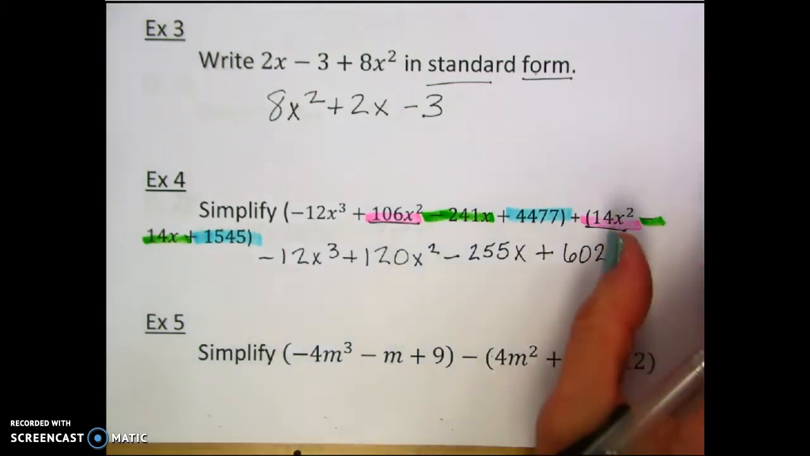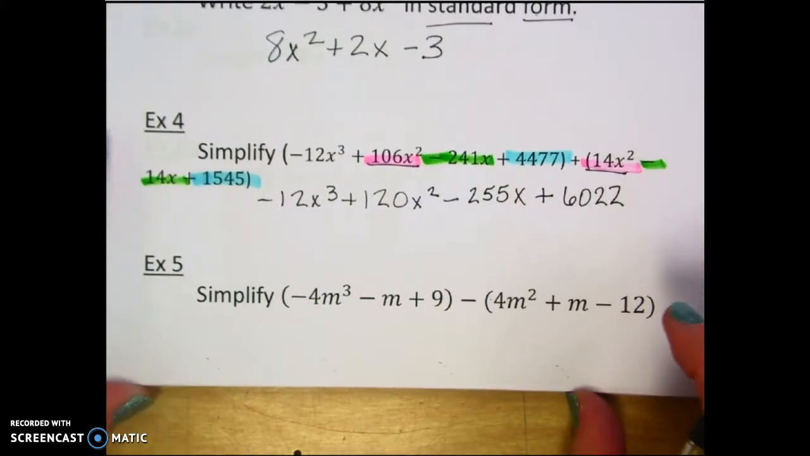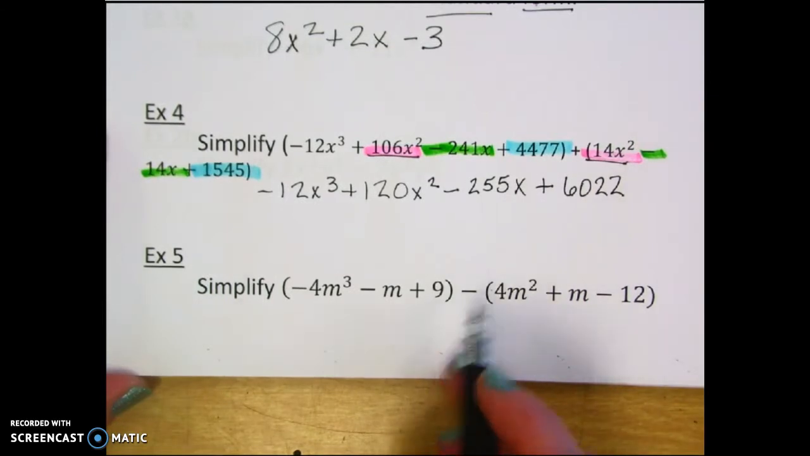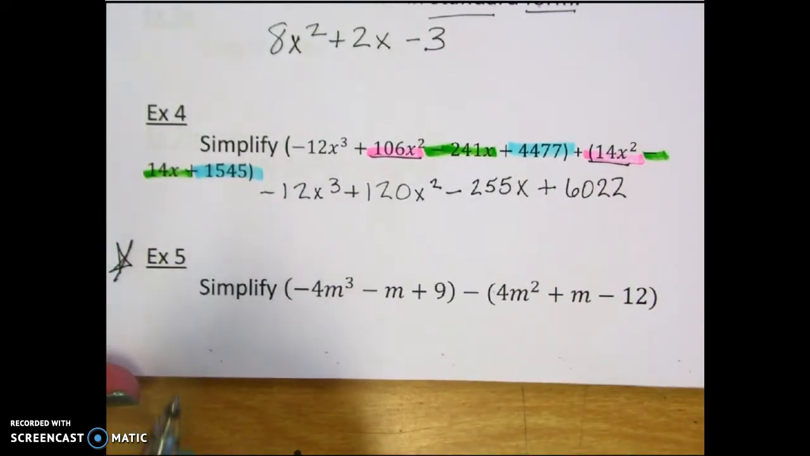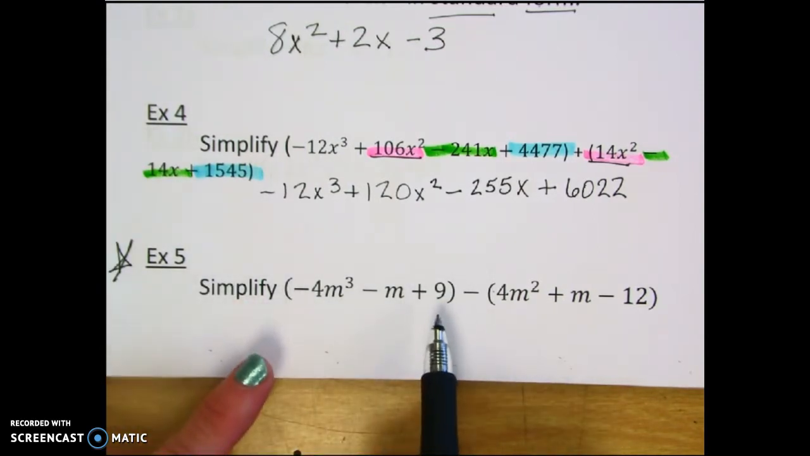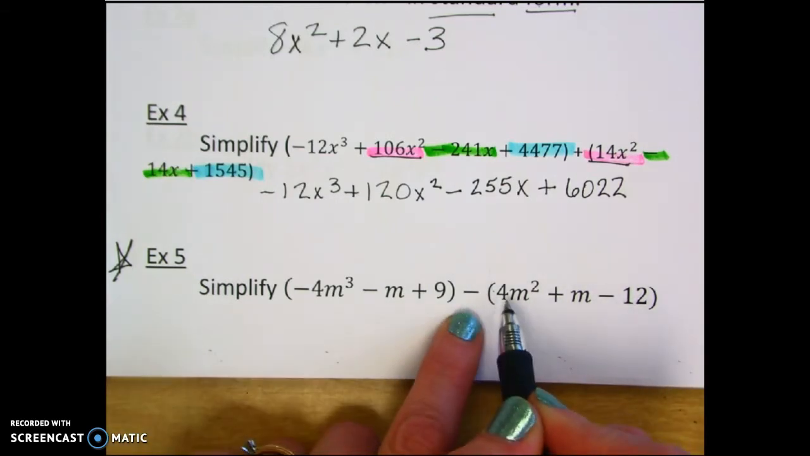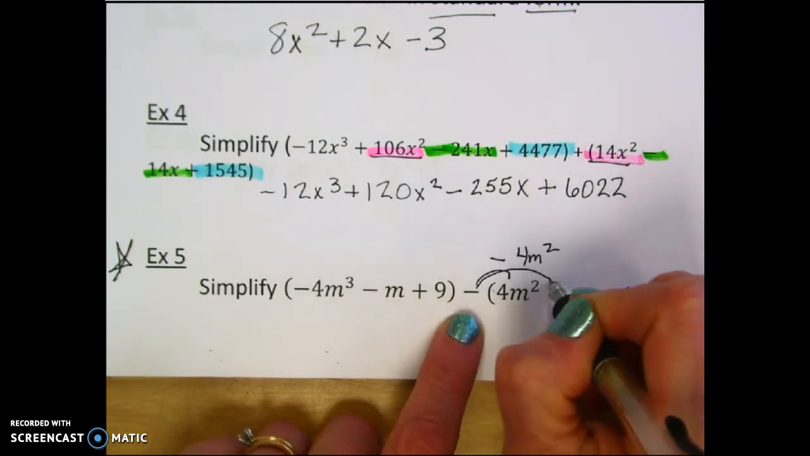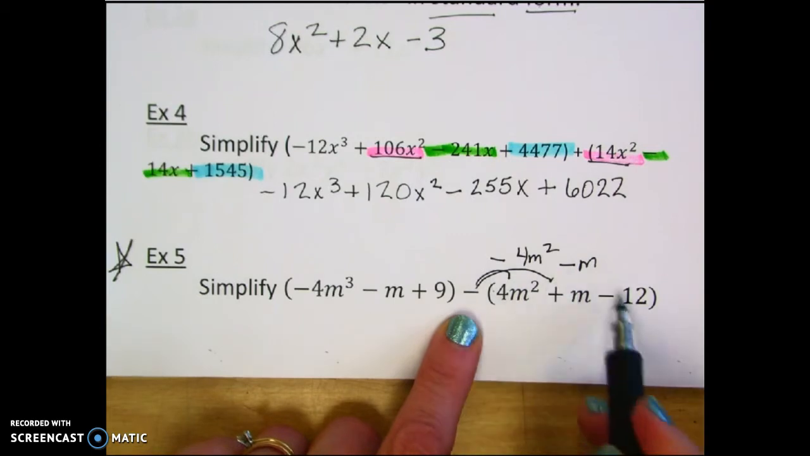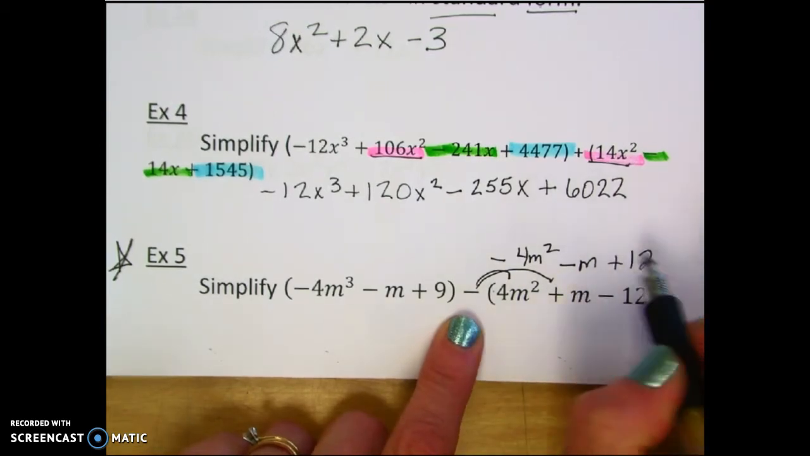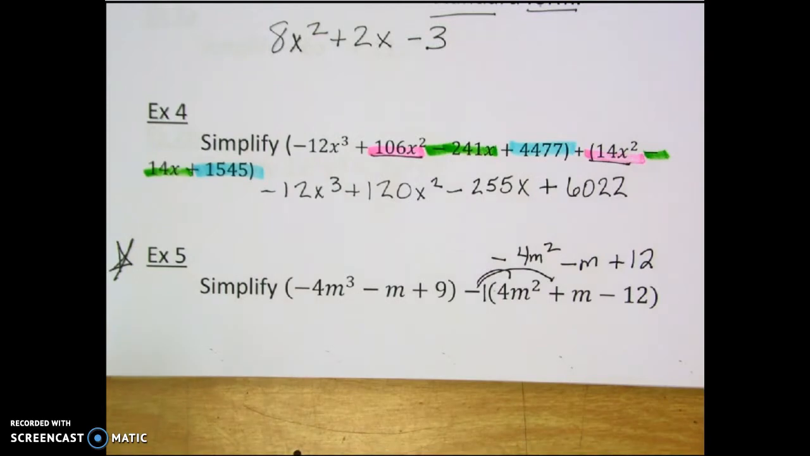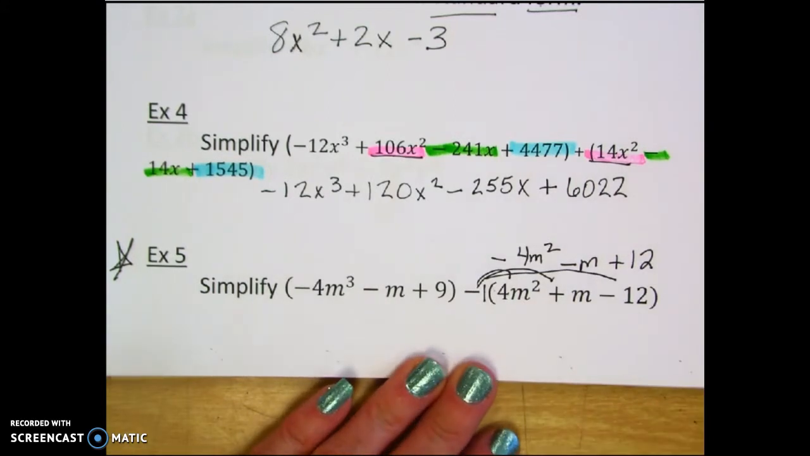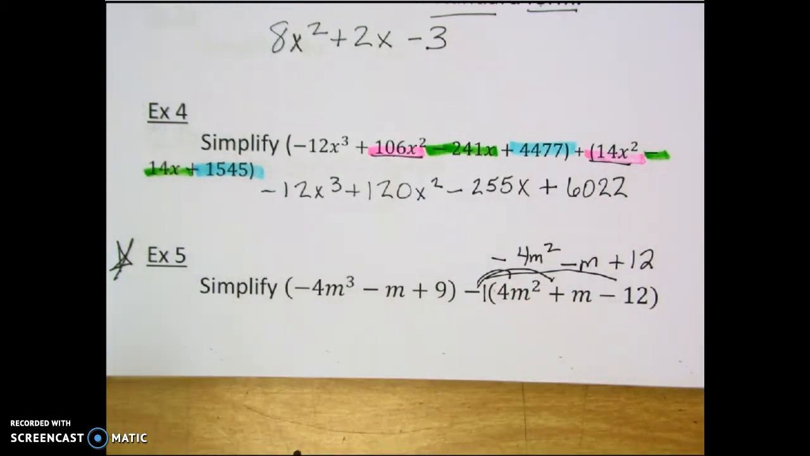Now the last problem, hope nobody stopped watching early, is a subtraction problem. This one is a little bit trickier because you have to do an extra step. The first polynomial is going to stay the same, but you are subtracting each one of these. So this is going to be subtract 4m squared, subtract m, and when we subtract a negative, it's really like adding a 12. So in my opinion, we are distributing a negative 1 to each term in that parenthesis. This negative 1 has to go to each piece. And then we can look at our like terms.